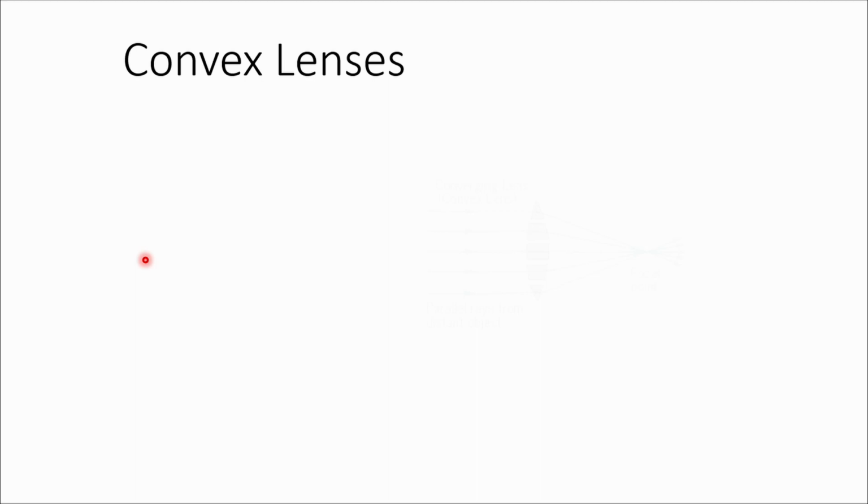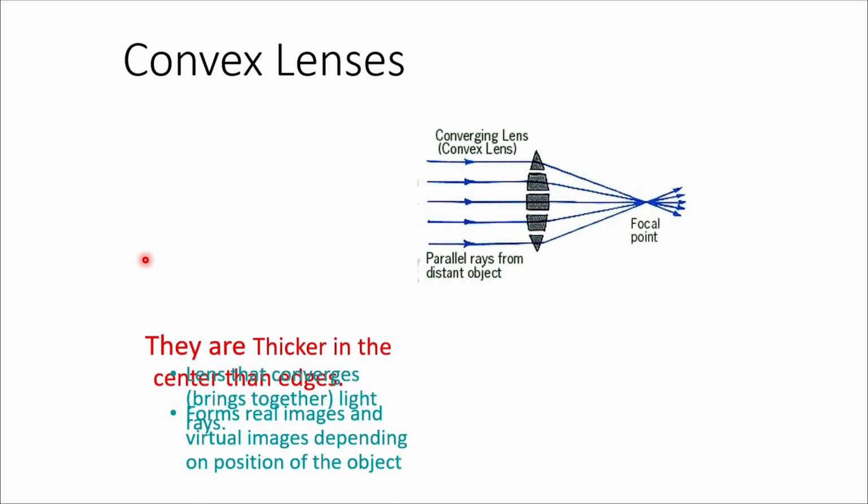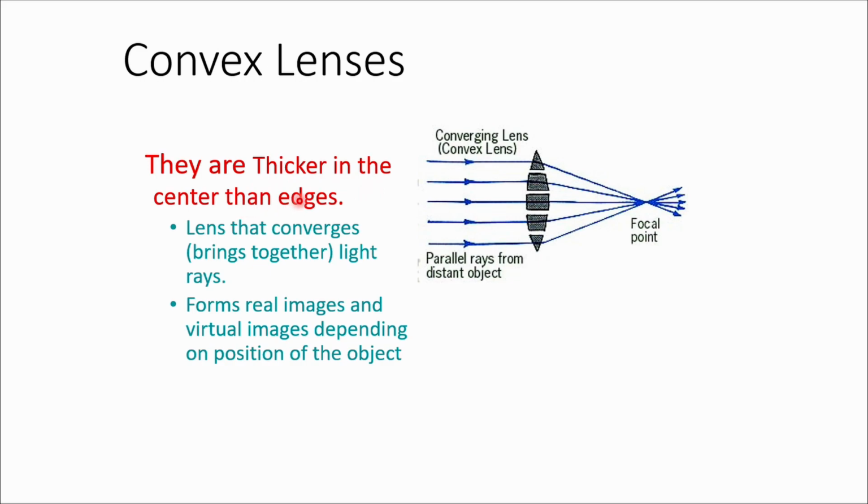So now let us discuss convex lens. I said already, convex lens, they are thicker in the center than at the edges. Second point, it is a lens that converges light rays, see the diagram, and it forms real images and virtual images depending on the position of the object. Same as spherical mirror, here also the convex lens forms real images and virtual images depending on the position of the object. What is meant by a real image? The image formed on the screen is taken as a real image.